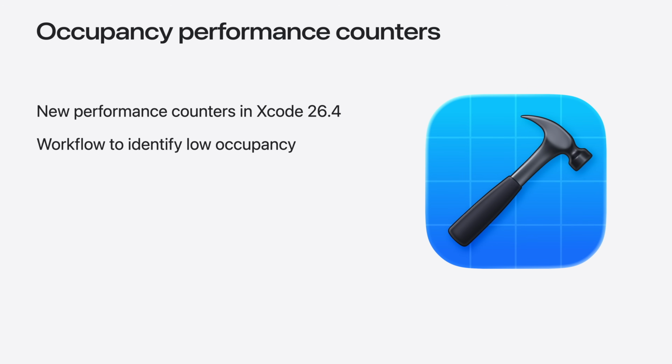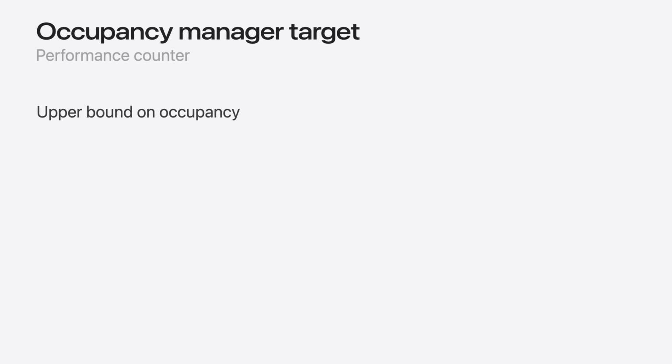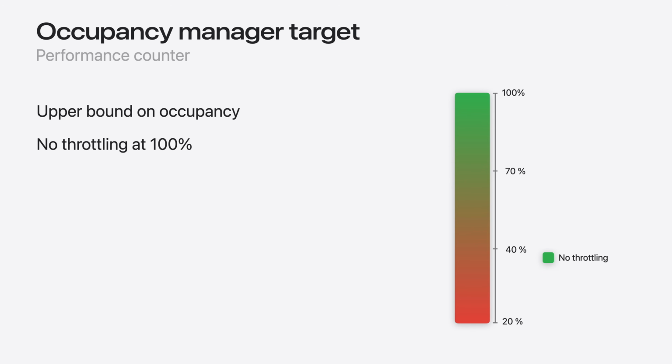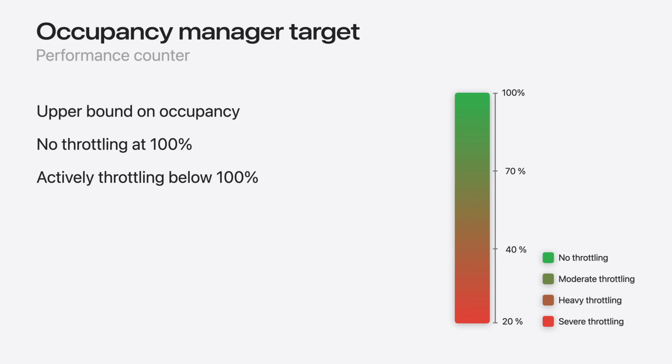But before I show you the workflow, here's a quick overview of the key counters and what their values mean. The occupancy manager target counter shows the upper bound on occupancy, set by the occupancy management unit. At 100%, there is no throttling. The GPU isn't limiting occupancy, and your workload can use all available SIMD groups. Below 100%, the GPU is actively throttling, capping SIMD groups to keep shader data on chip and reduce cache thrashing. Lower values indicate stronger throttling.